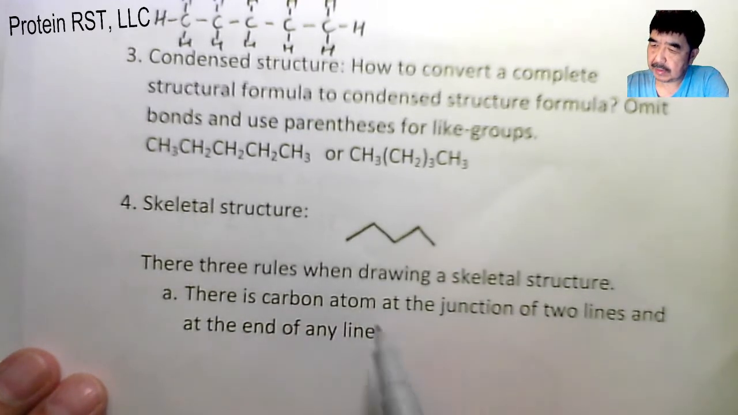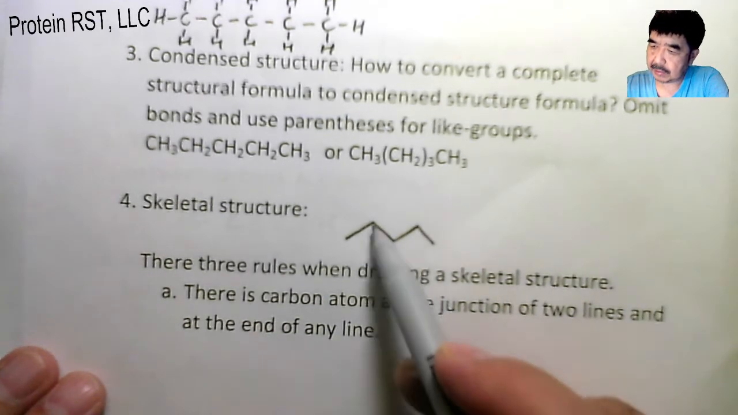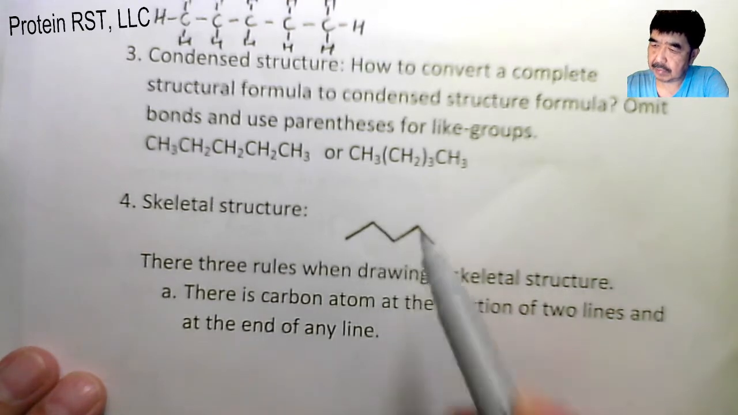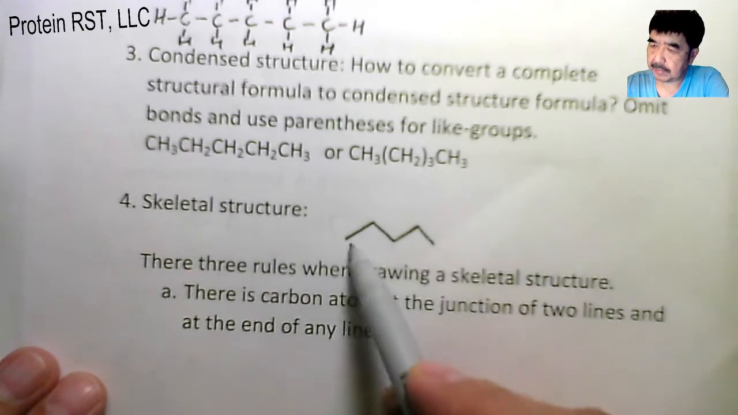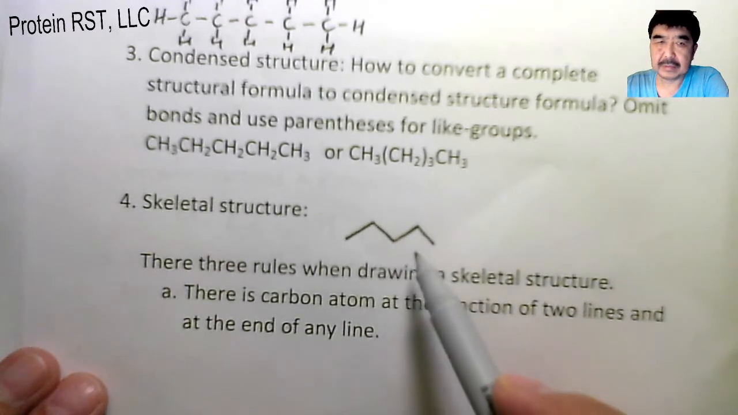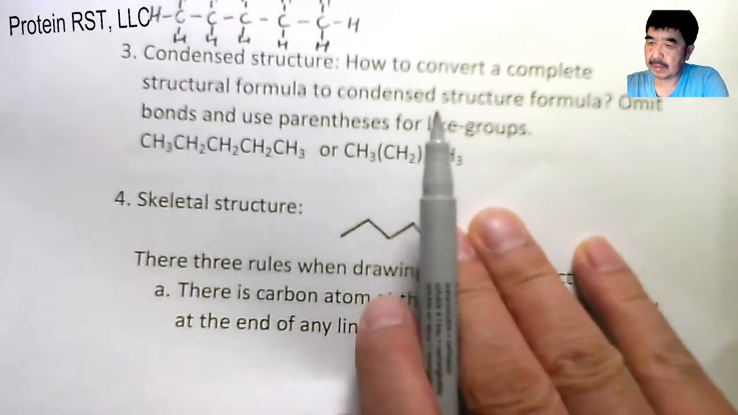There's a carbon atom at the junction of two lines and at the end of any line. You can take this example. Junctions, we have 3 junction points: 1, 2, 3. Also we have 2 ends, 1, 2. So the total carbon is 5: 1, 2, 3, 4, 5. That's the first rule.